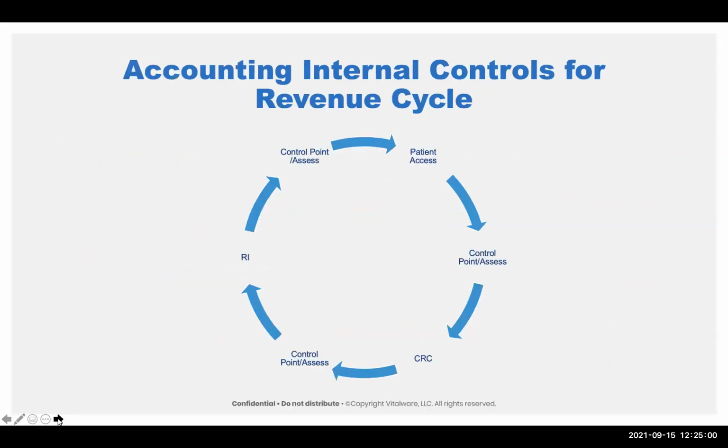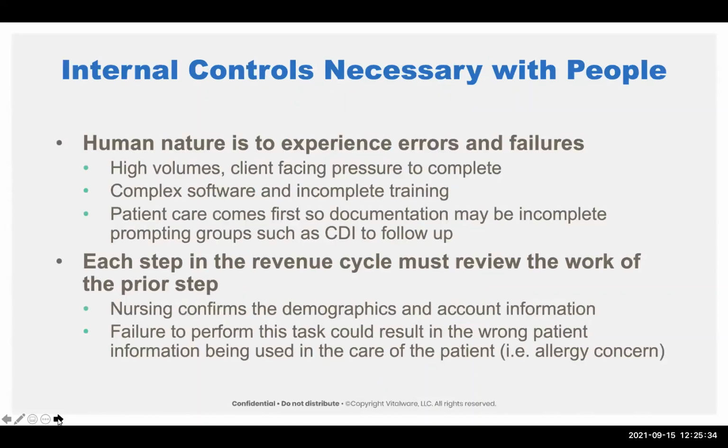So if I look at an accounting revenue cycle, okay, these would be the control points. Patient access. I'm going to do a control point after that to assess whether all the elements at that patient access were completed. Then I'm going to go on to clinical driven revenue cycle, and I'm going to do a control point. Did all the clinicians document what I needed? Then it goes to revenue integrity, and they're going to do a control point to see if it's all captured before it goes to the billing cycle. So the key here is your control points.